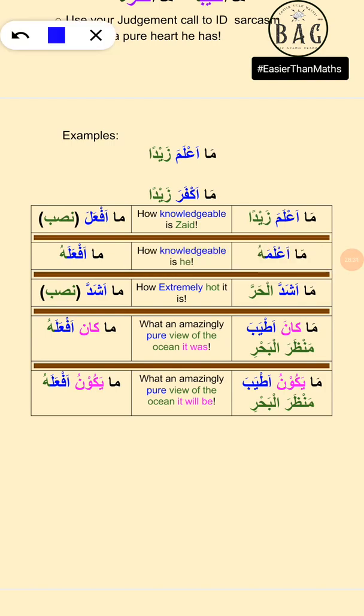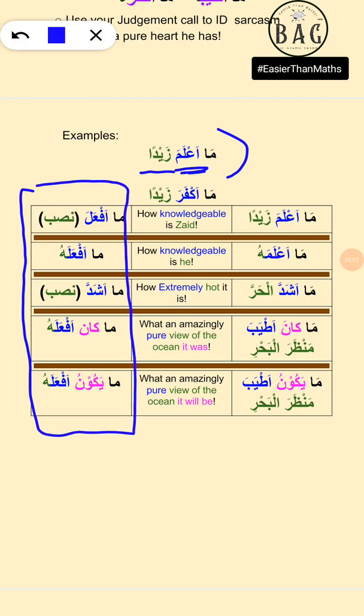Anyways, so our example is ma alama zaidan, how knowledgeable is Zaid. You can see the object of amazement as nasab, it's in the end, and the aspect of amazement is right after ma in the pattern of af'ala. So we can easily understand what this sentence means. Now these are simply different variations here, that ma af'ala and then the nasab form.